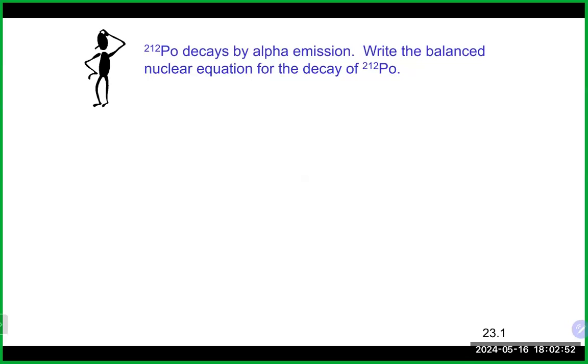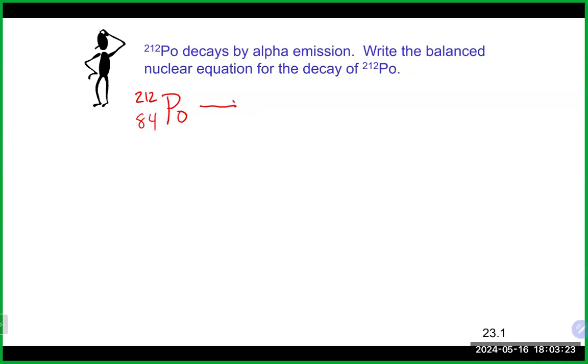We have Po-212 decays by alpha emission. We want to write the balanced nuclear equation for this. So when we look at this, here's what we want to look at. We've got Po and 212. That is our mass number, which is on top. We would go to the periodic table and find our Po, and our Po looks like an 84, if I'm not mistaken.